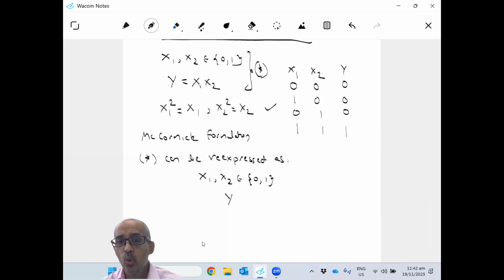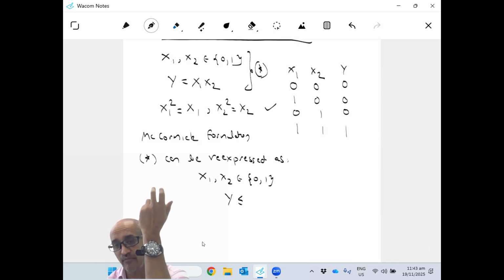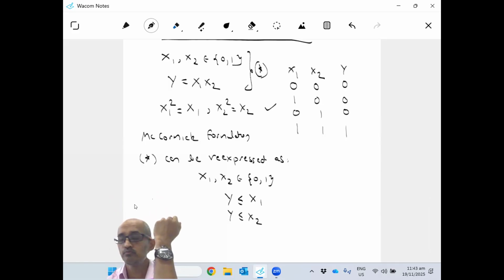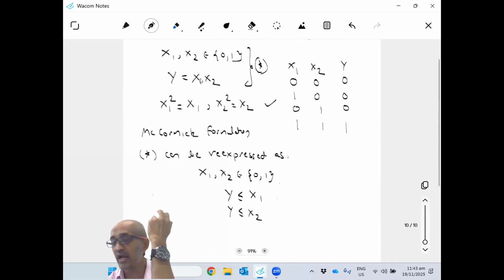I will write y is x1 and x2, but x1 and x2 are binary, right? So the maximum value x2 can take is 1. So y can never exceed x1, y can never exceed x2. Okay. So of course, y also has to be non-negative. Okay. So what will this do?